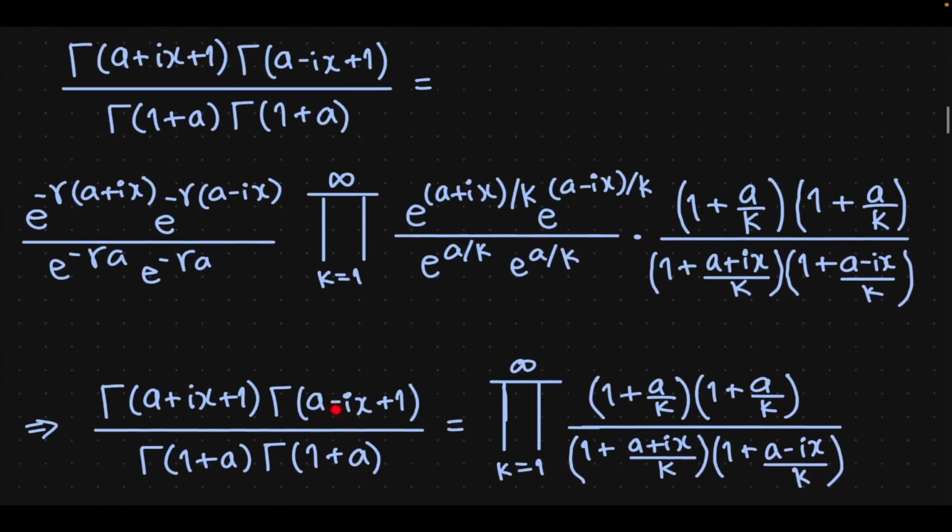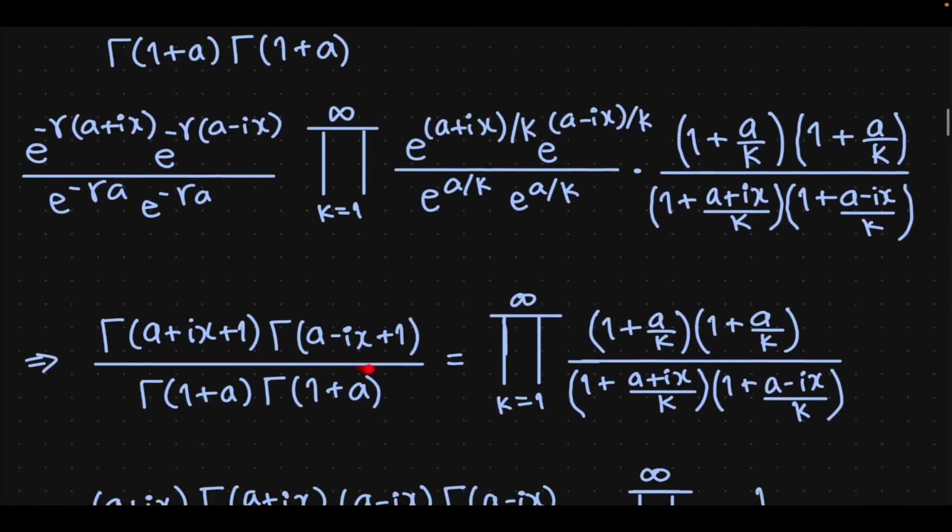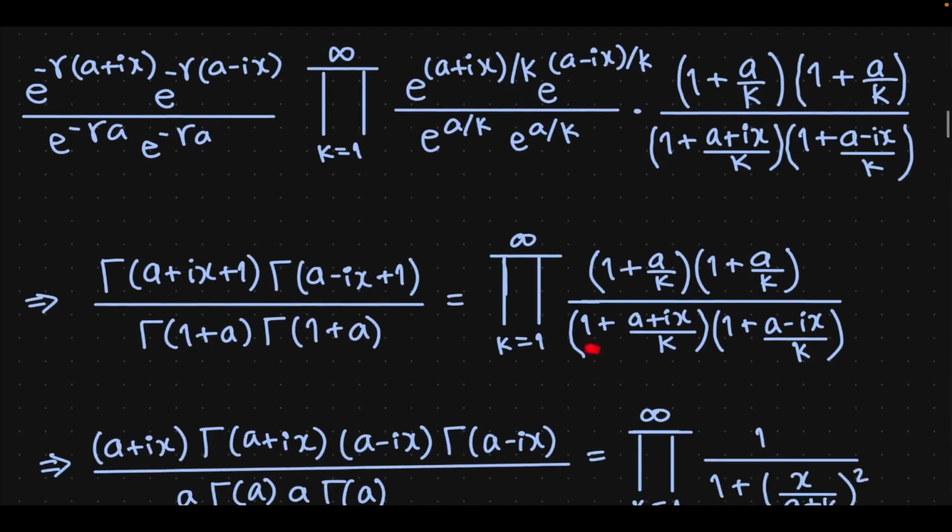Well, the left-hand side is just the same. I'm not going to repeat that. The right-hand side now, actually, you see that all the exponential terms will cancel out nicely. So we just get the product from k equals 1 to infinity, 1 plus a over k, 1 plus a over k, divided by 1 plus a plus ix over k, 1 plus a minus ix over k.